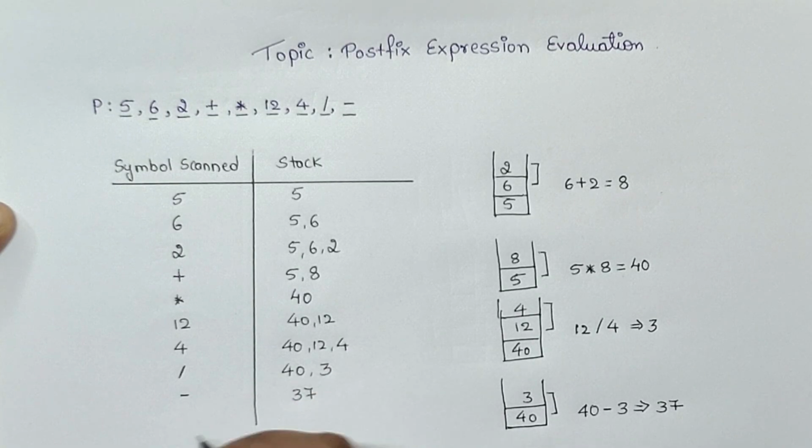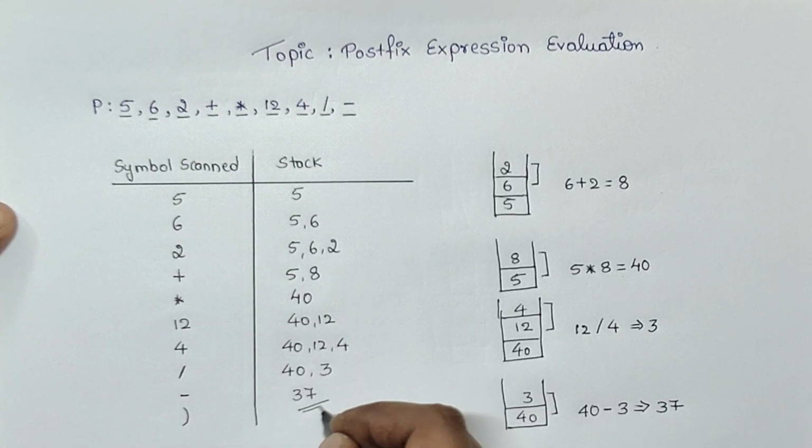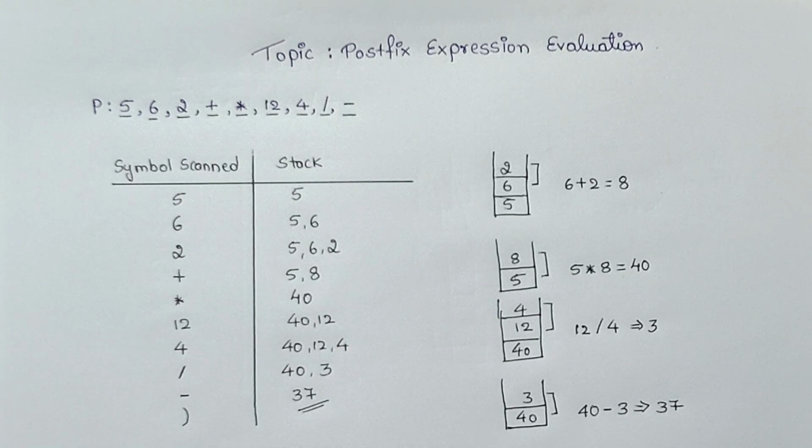So at the last step, write the closing parenthesis. This specifies the problem is completed. So 37 is the final evaluated value for the given postfix expression.